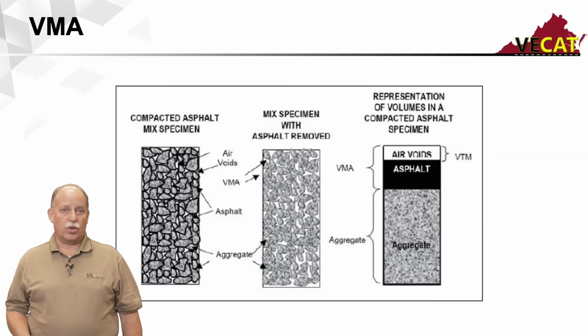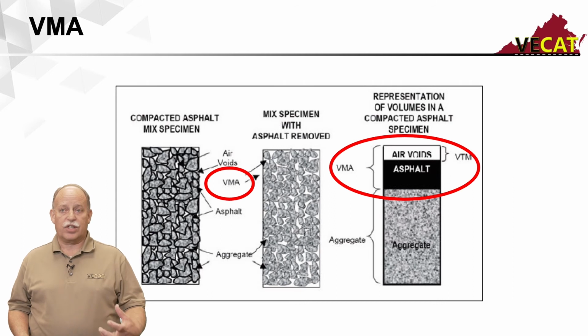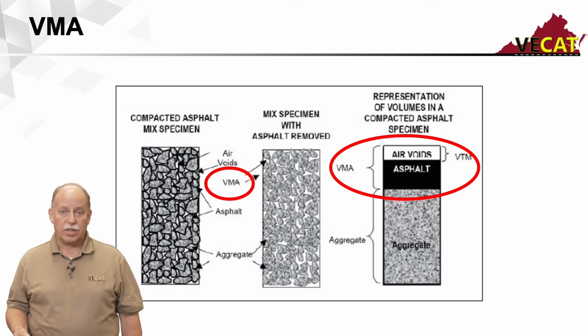So let's look at this chart real quick. If you look on the middle specimen, you see the mix specimen with the air removed. That's all just the aggregates that are left. So all that space that's there, all the white space in your middle one, that's all VMA, because all you have there is your aggregates and then the air space. If you look on the right, you'll see that VMA, the voids in the mineral aggregate, is that space that was occupied by the air voids and your liquid asphalt binder.